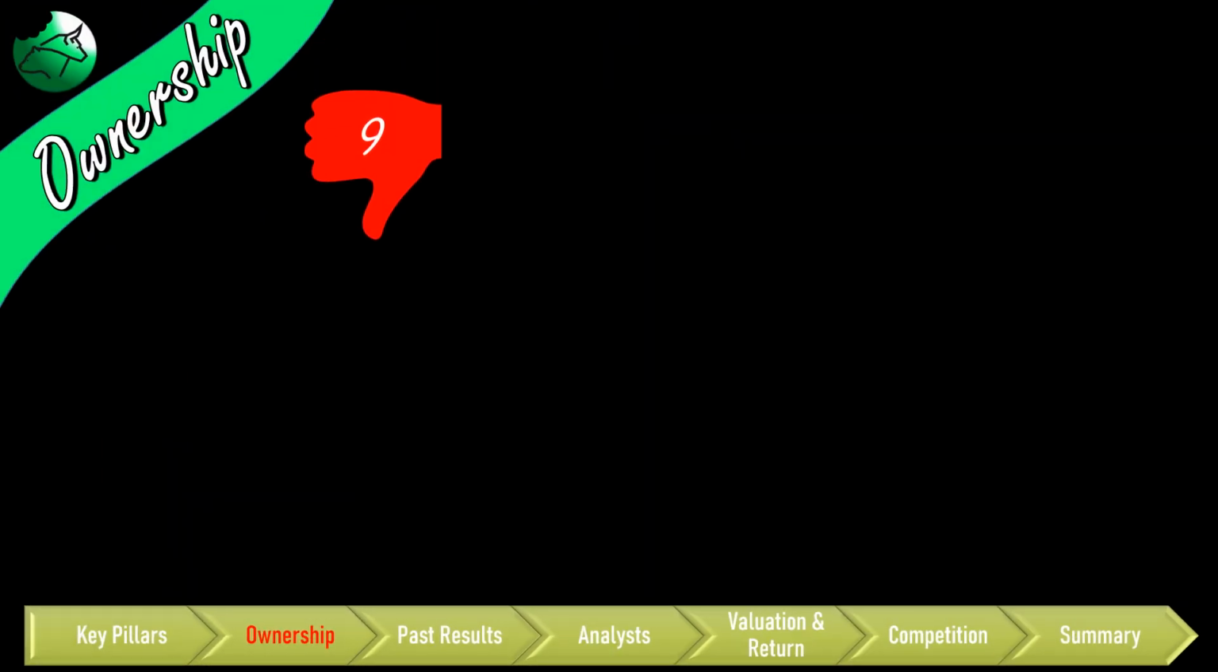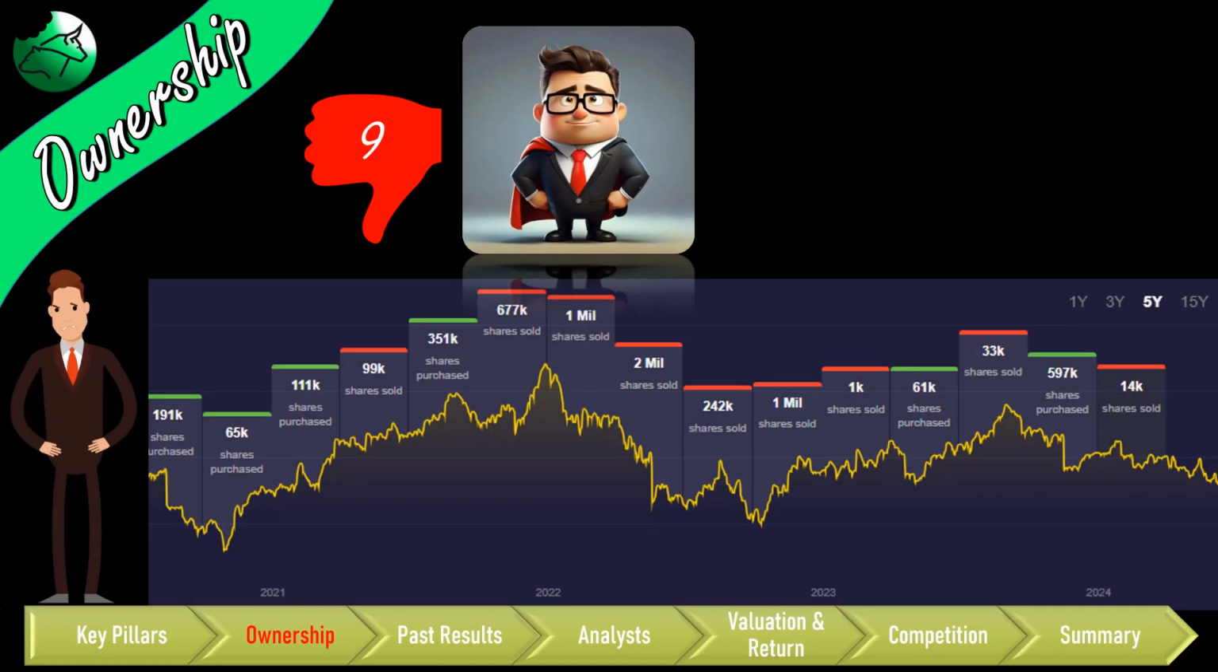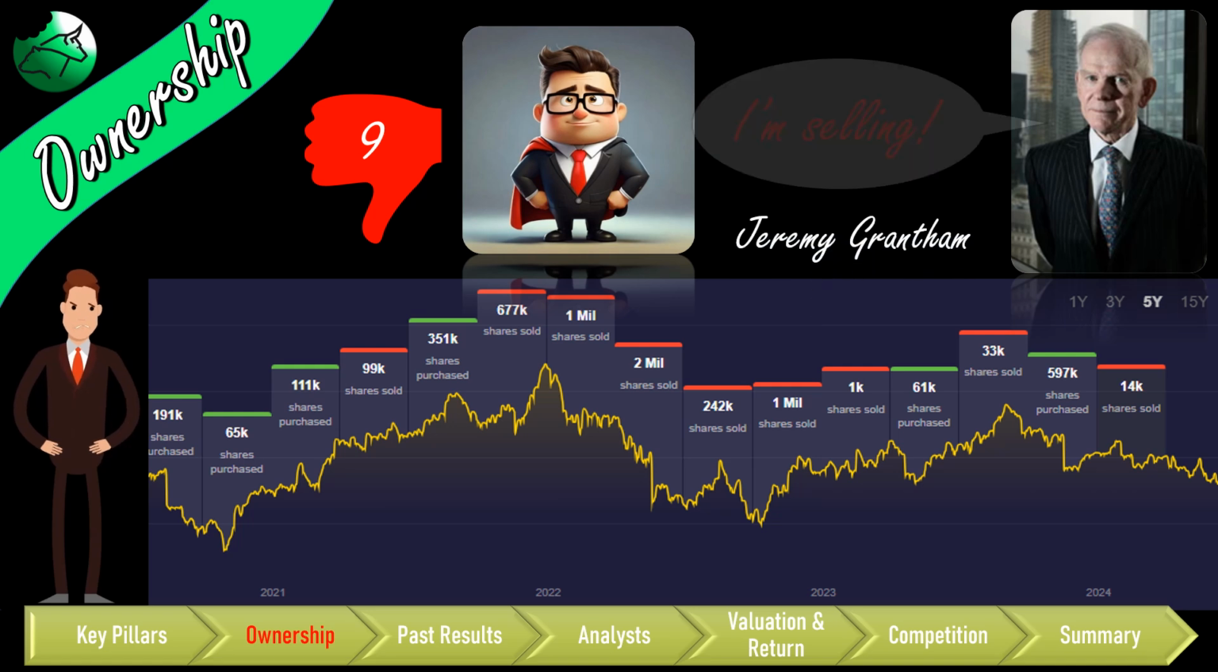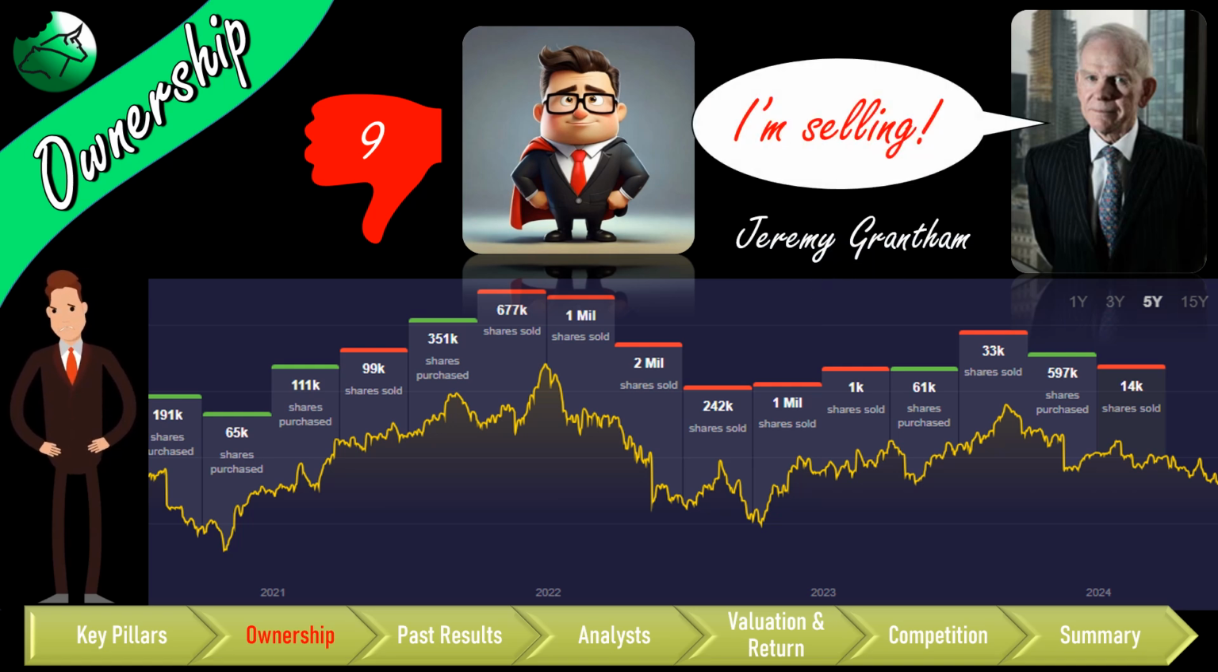However, 9 other super investors have sold shares. Jeremy Grantham has previously bought Cisco shares, but over the last year he has been selling. He has 57.5 million invested in Cisco, and this makes up 0.21% of his overall portfolio.